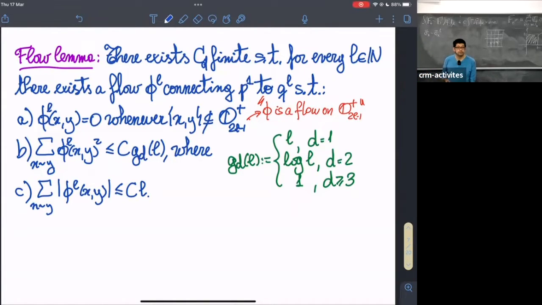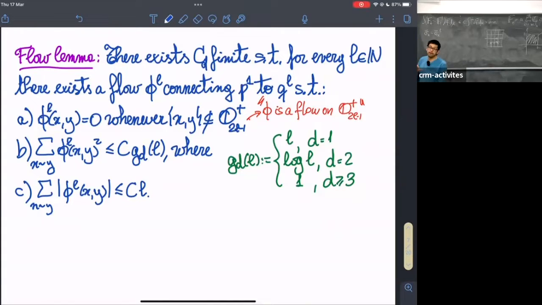Yes? You said that the flow phi L is optimal up to a constant. Yeah. So for the optimality, is it optimal with respect to both condition B and condition C, or is it optimal with both conditions? Yeah. So it's optimal with condition B, and C is a bonus condition. It's true for the flow I'm going to construct, and it's also true for the optimal flow, but it's not related to the optimality. Yeah. Thank you. Okay.